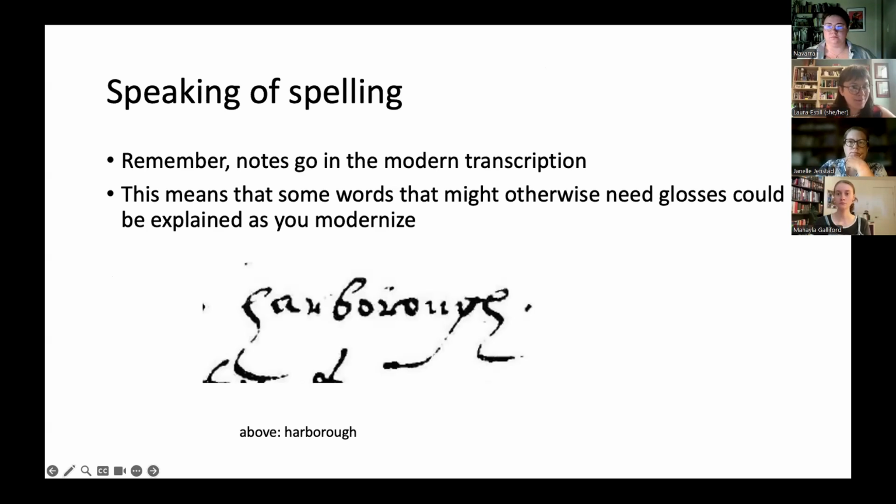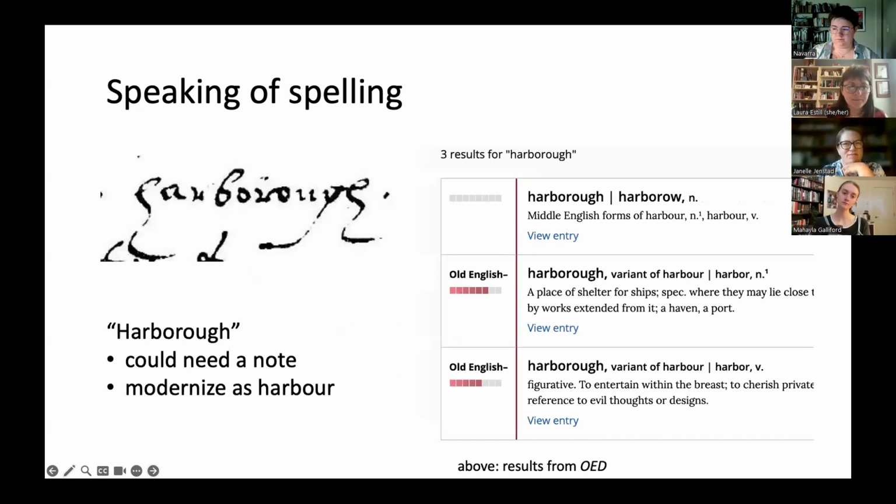Well, speaking of spelling, I want to bring us back to the way we have our modern spelling XML file and our semi-diplomatic transcription XML file. Your notes are going to be in the modern transcription, which means that some words that you could want to put a note on, you won't need a note as soon as you modernize them. So here is the word harborough in our manuscript, which I thought, well, what's a harborough? We'll need to put a note on that.